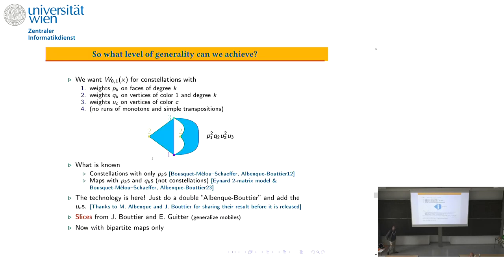So what level of generality were we looking for? We want some weights pk on the faces of degree k, the white faces, some weights qk on vertices of color 1, some weights depending on the colors on the vertices.